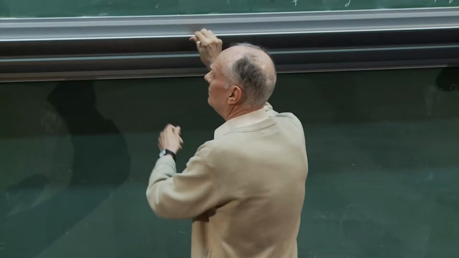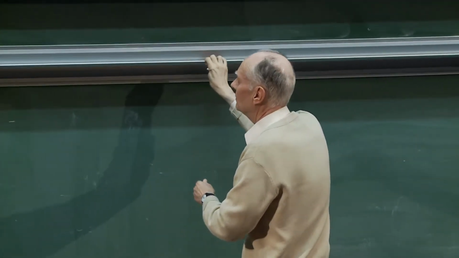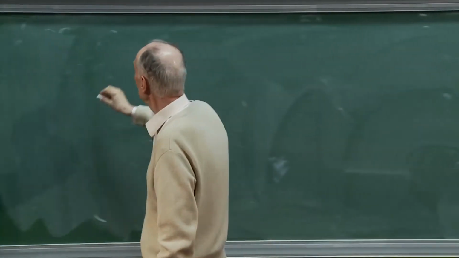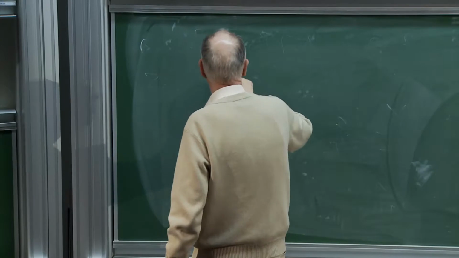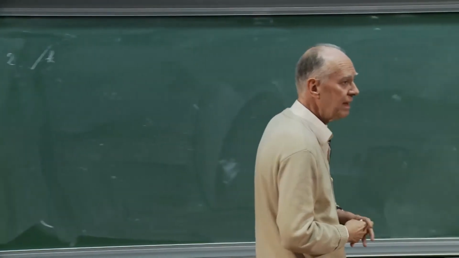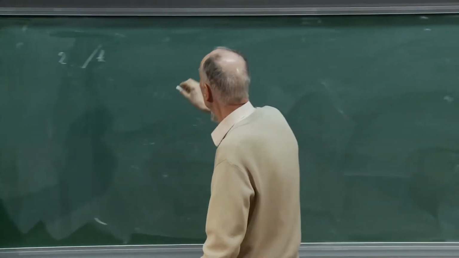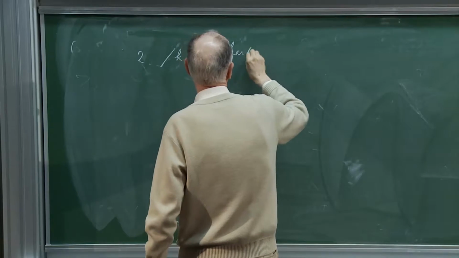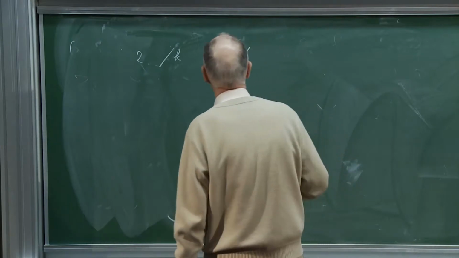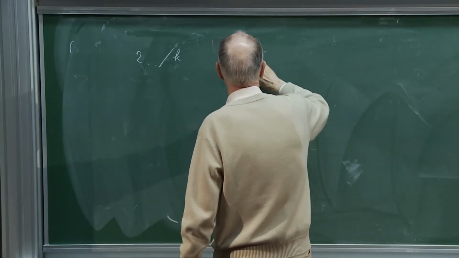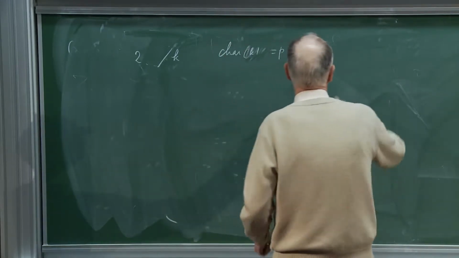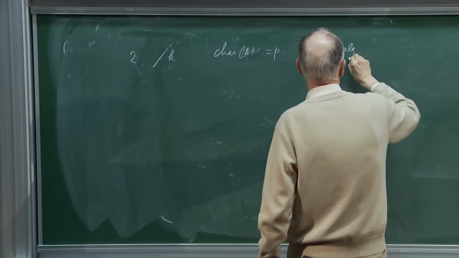So this is the story over C. And now I want to pass to the story of a field K of characteristic p. I'm mainly interested in the case where p is positive, but you can have p equal to 0. And for simplicity, at the beginning, assume that K is algebraically closed.